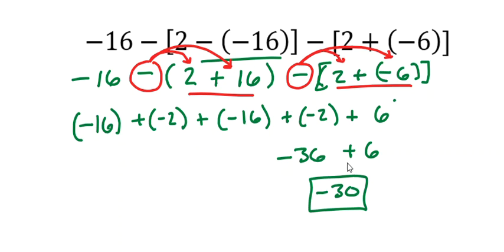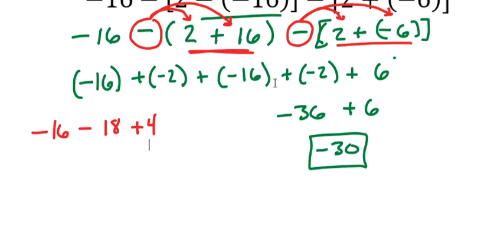So that's one way to do this. Again, we could have done the order of operations kind of thing. So 2 plus 16 is 18, and so we would have negative 16 minus 18, and then 2 plus negative 6 is negative 4, so minus negative 4, which is plus 4, and then moving on from there. So we can do the order of operations, but actually a lot of times it's helpful to think about how we would distribute a negative. Okay, moving on. One last problem.